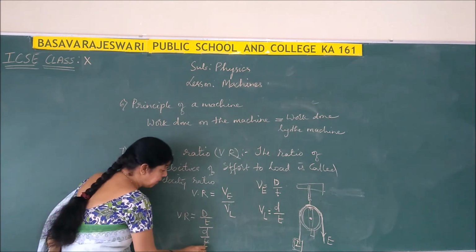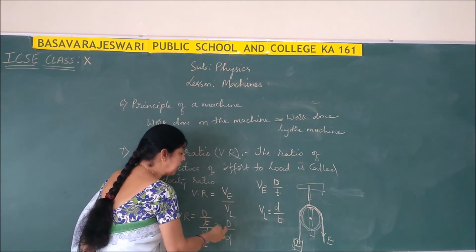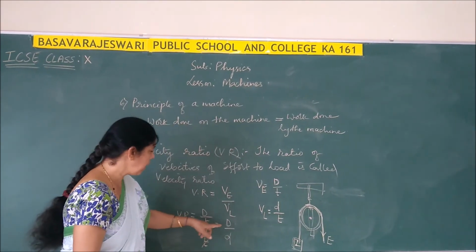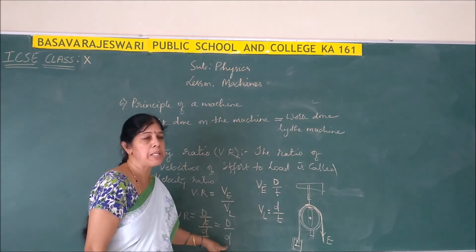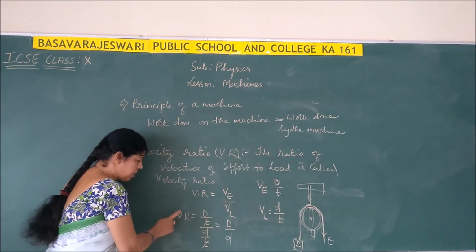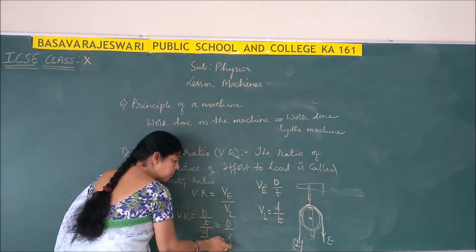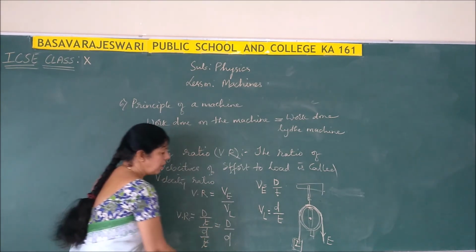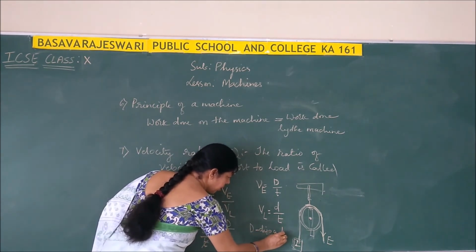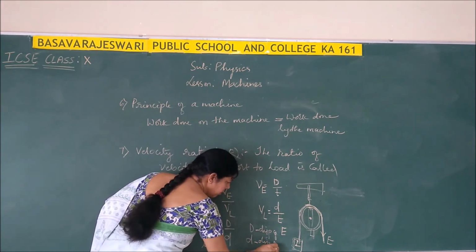Now, how much you will get? dt will get cancelled. You are left with the D by d. Now, what is D? D is displacement of the effort or distance moved by the effort. Then, what is small d? It is displacement of load. Right? So, you can even represent velocity ratio as the ratio of displacement of effort to displacement of load also. So, what is capital D? Sorry, displacement of effort. Small d is displacement of load.